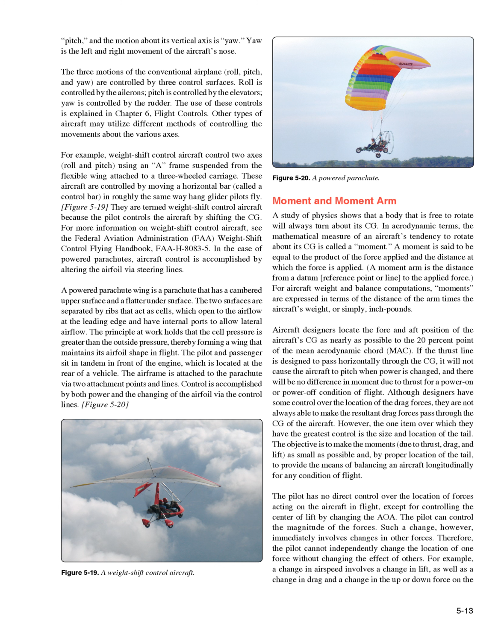The pilot and passenger sit in tandem in front of the engine, which is located at the rear of the vehicle. The airframe is attached to the parachute via two attachment points and lines. Control is accomplished by both power and the changing of the airfoil via the control lines. Figure 5.20, moment and moment arm.